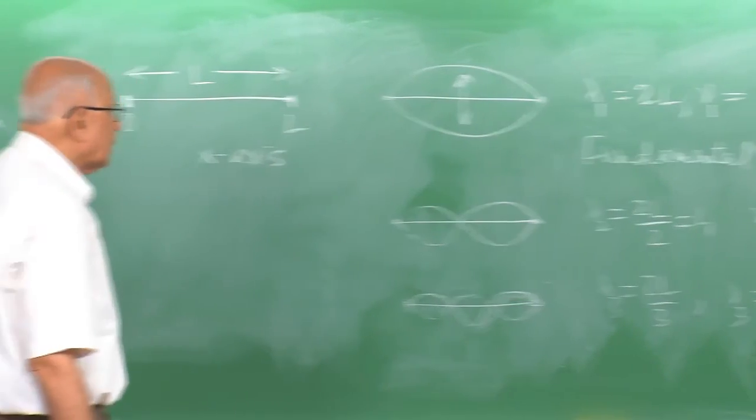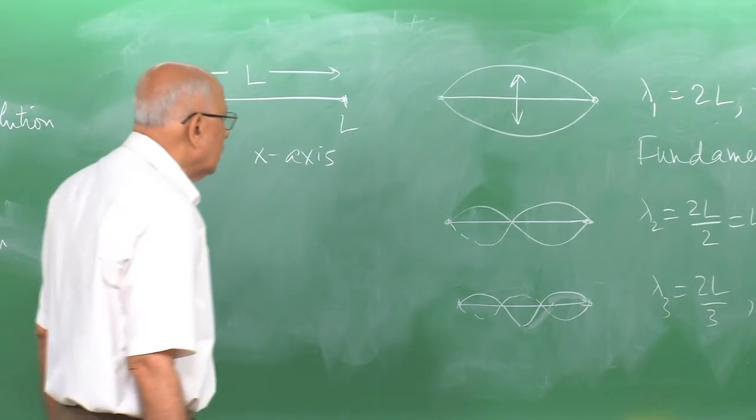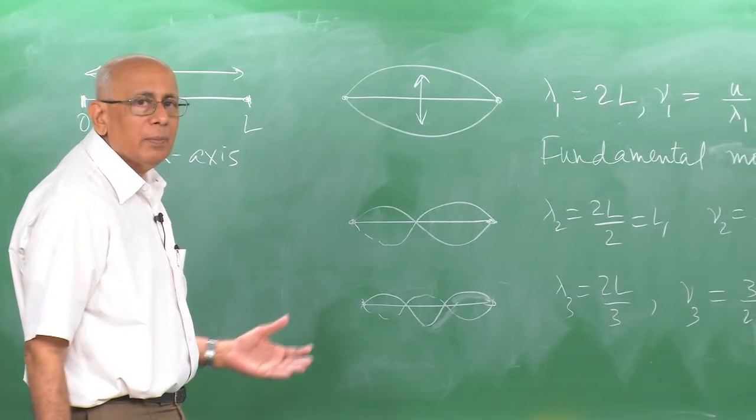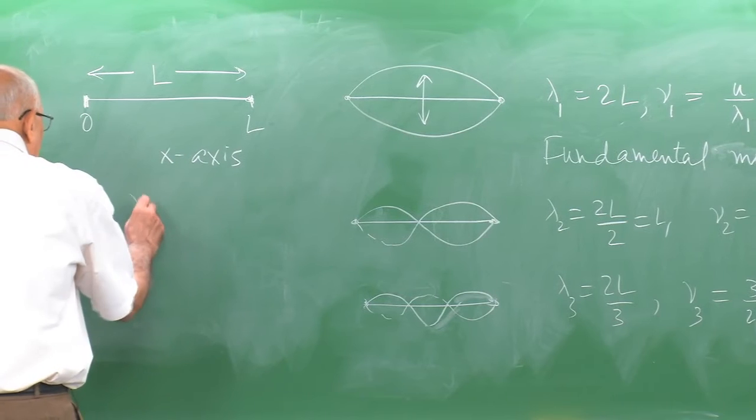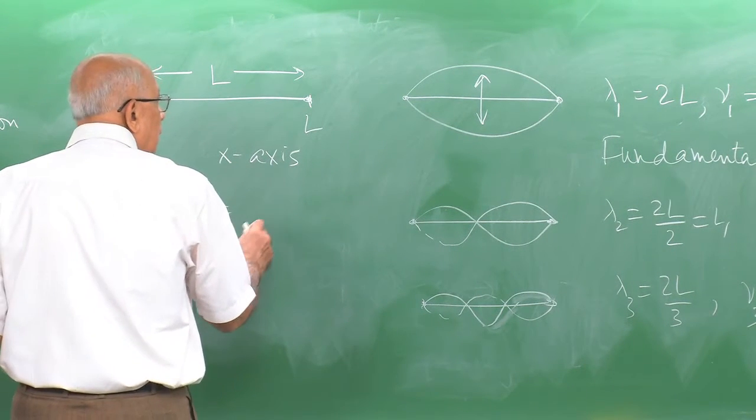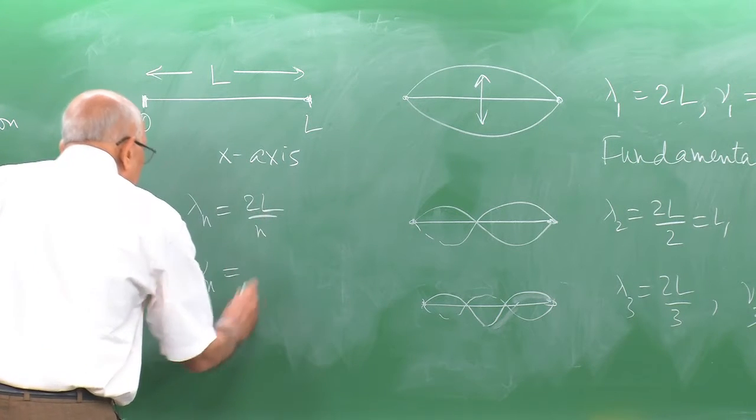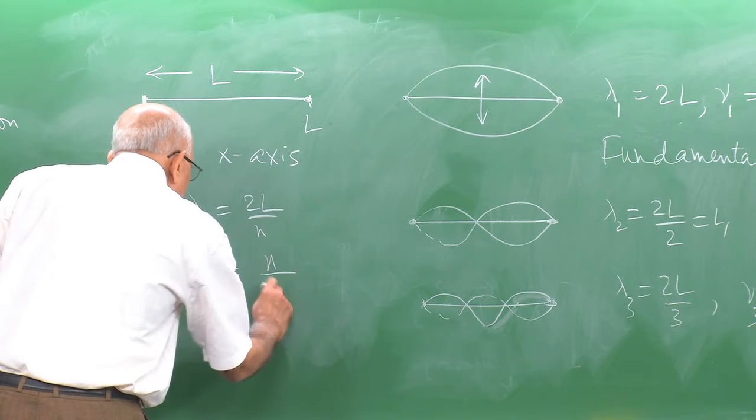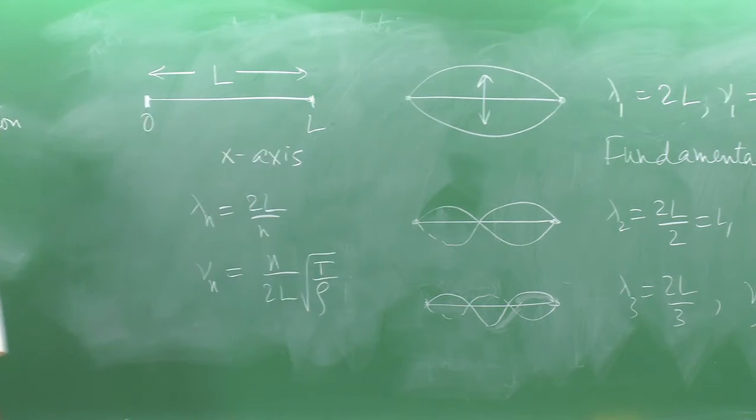So you actually can excite on this string waves of very, very high frequency. They would not normally get excited because we have not talked about energy considerations yet, but the nth harmonic would have a wavelength which is equal to 2L over n, and the corresponding frequency would be equal to n over 2L square root of T over rho.